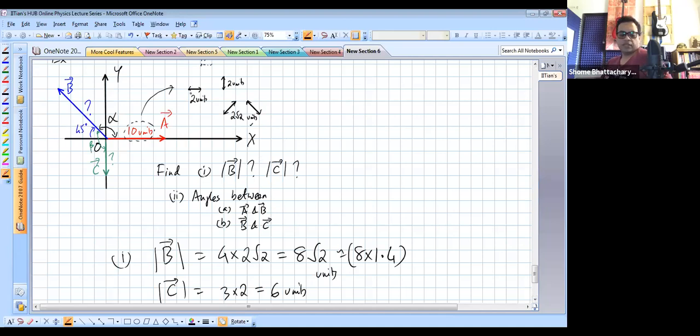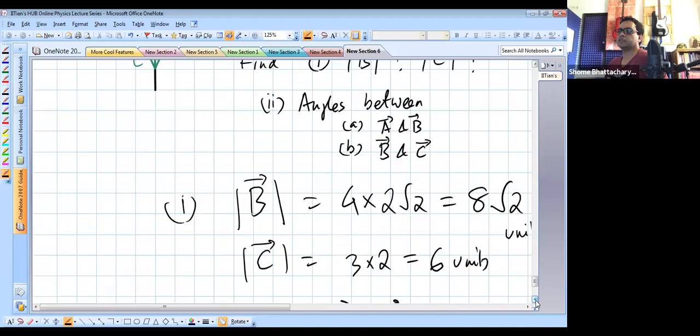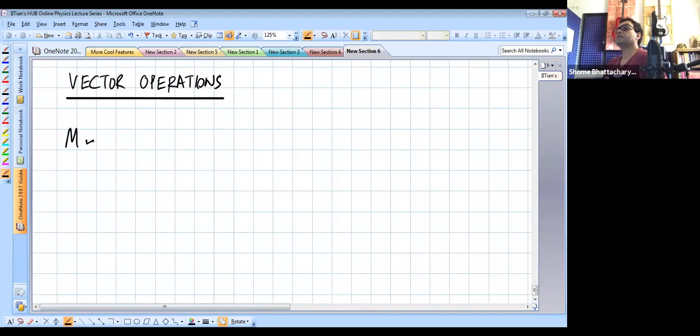Okay, so let's move on to the next thing. Now that we have understood quite a lot about the representation of vectors and how that is used to understand the relationship between two vectors using the geometrical method, we start the next thing: vector operations, or algebraic operations on vectors. So the first type of vector operation we will study is a very simple one. We will see multiplication of a vector by a scalar quantity.